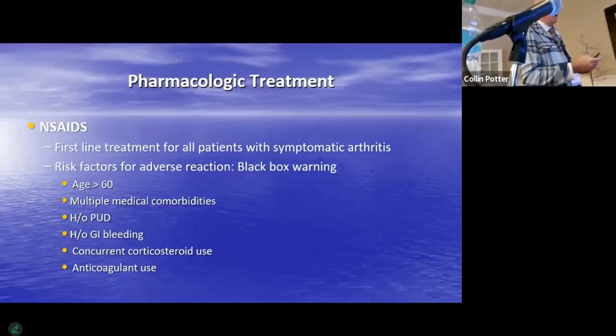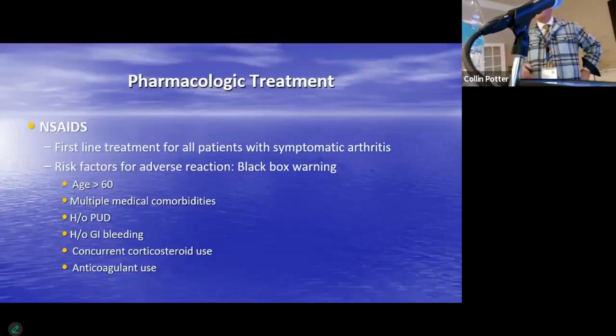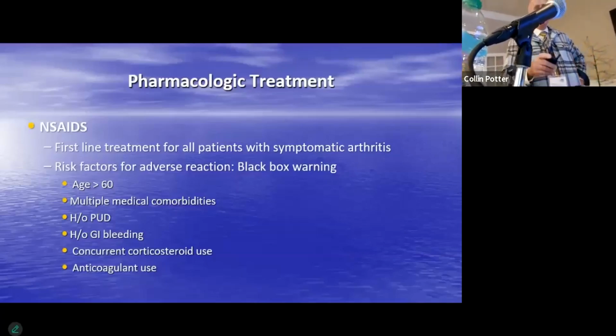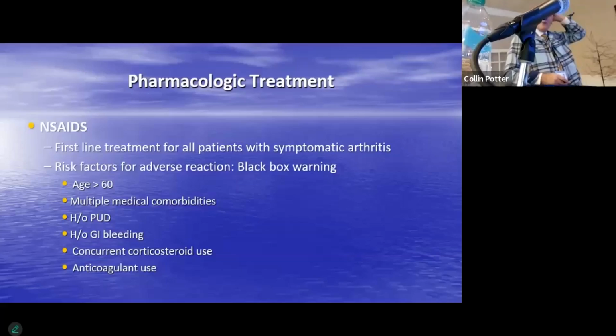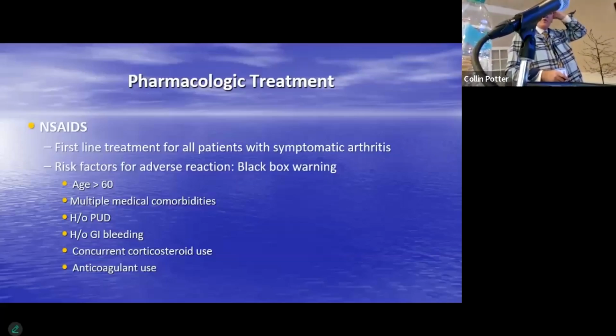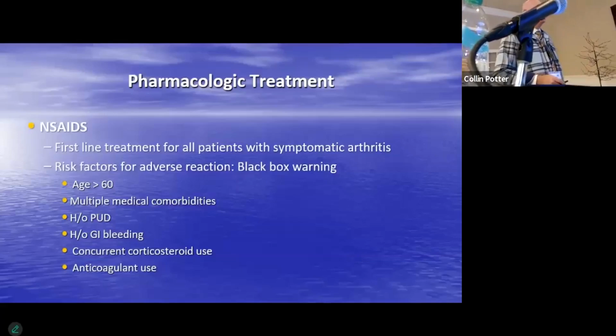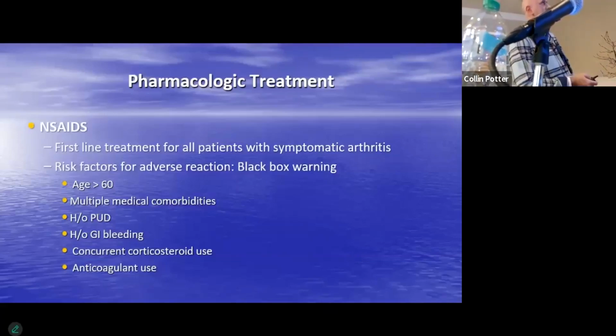Now I know there's another orthopedic surgeon here. He may or may not agree with what I'm saying in terms of medical conditions, but we try not to create any new ones. I think there's plenty of them out there. We don't want to be the cause of that.